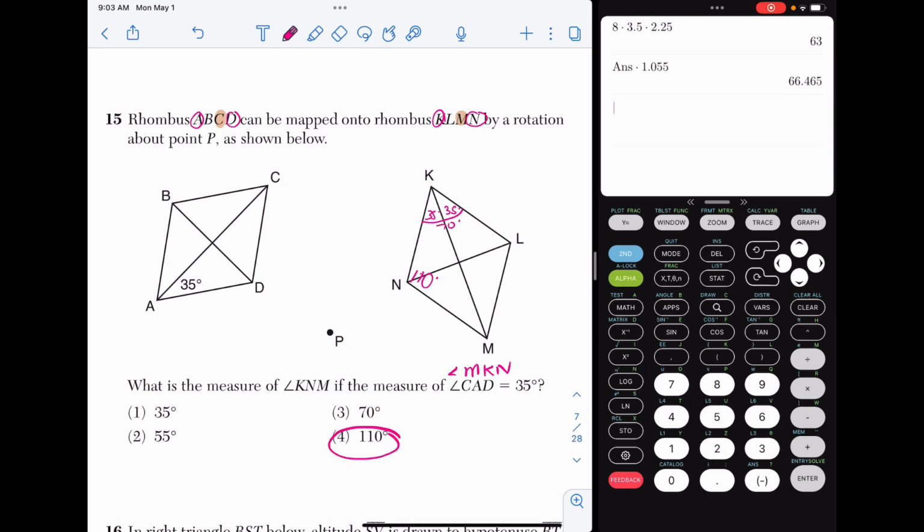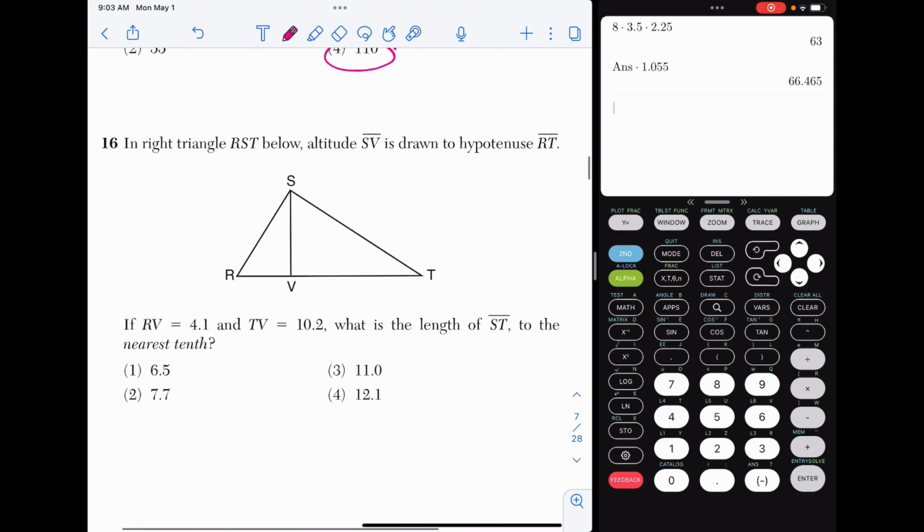Here's a hint for this problem. If we assume that this picture is drawn to scale, angle K and M, the angle we're looking for, definitely looks obtuse, and there's only one answer choice with an obtuse angle.